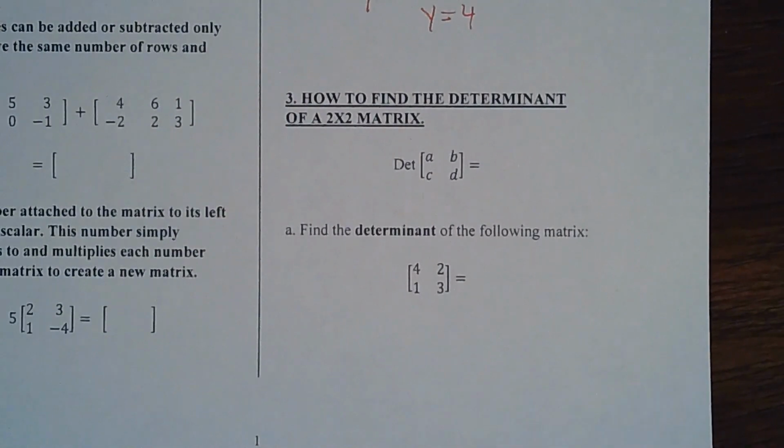A real easy thing that we also now need to do is in number 3 on the bottom right here, how to find the determinant of a 2 by 2 matrix. Nobody really knows what a determinant is as far as I'm concerned. And we don't need to know what it is. We just need to know how to calculate it. And we can find the determinant of a 2 by 2 matrix very, very easily.